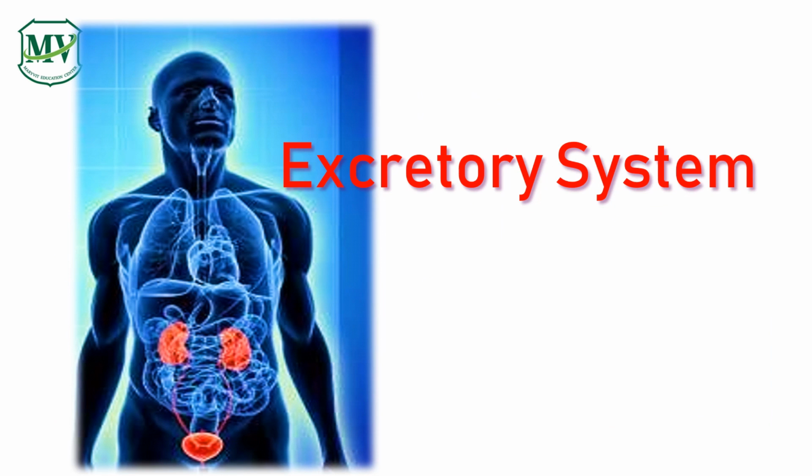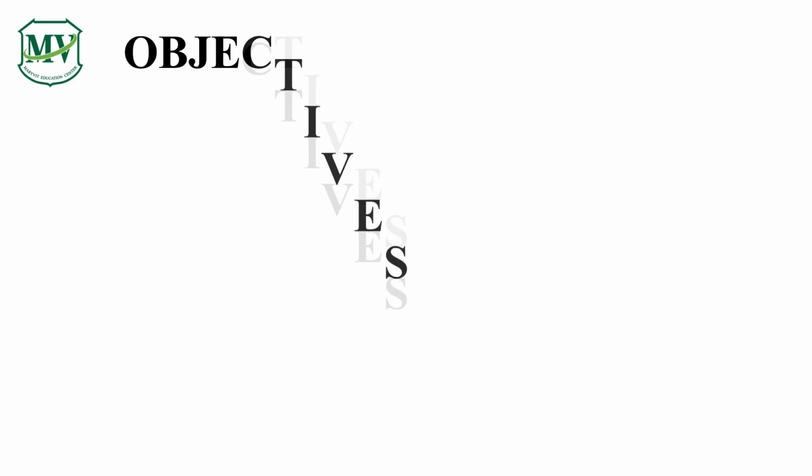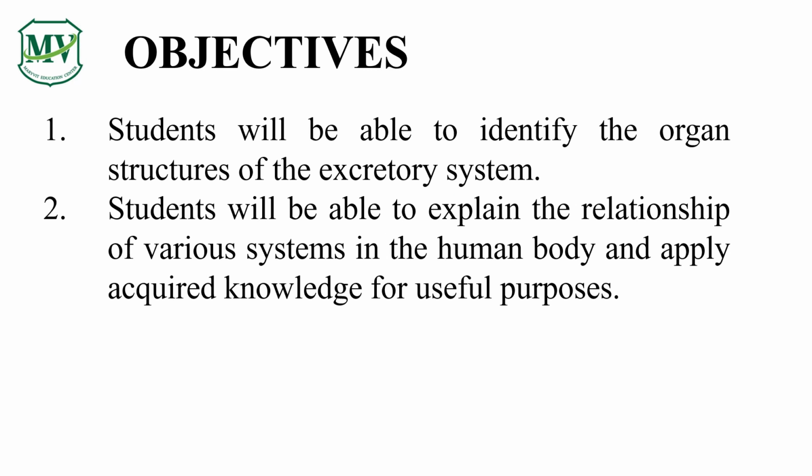In this lesson, you will learn the different structures of the excretory system. You will be able to identify each one of them by name and be able to explain the relationship with the various systems in the human body. At the end of this lesson, you are expected to have learned the following points and are able to apply your acquired knowledge for useful and practical purposes. Now let's get started.